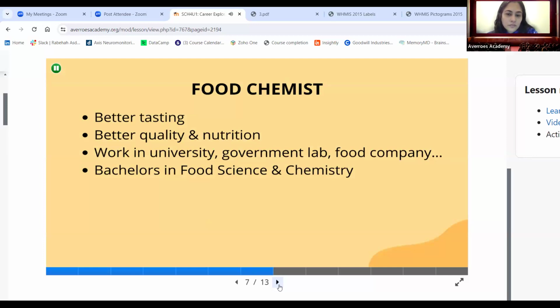Food chemists could work for universities. They work for governments and in labs as well as private food companies. And they would need a bachelor's in food science and chemistry.